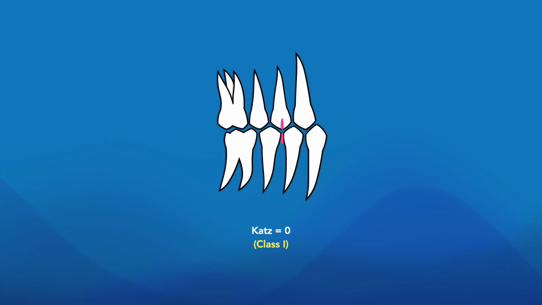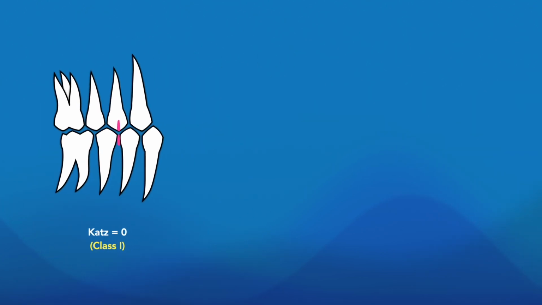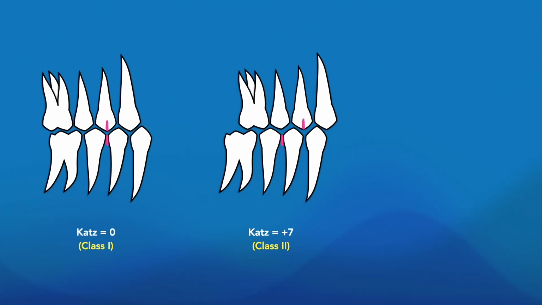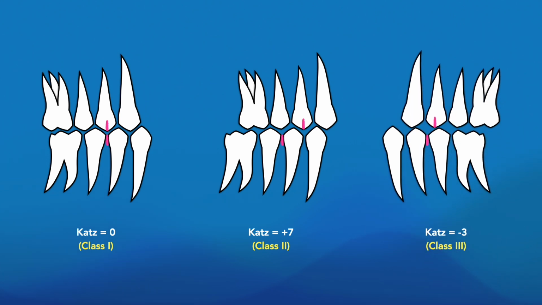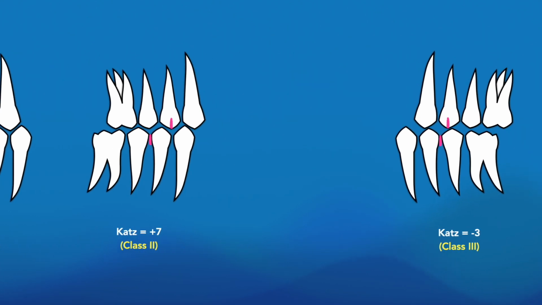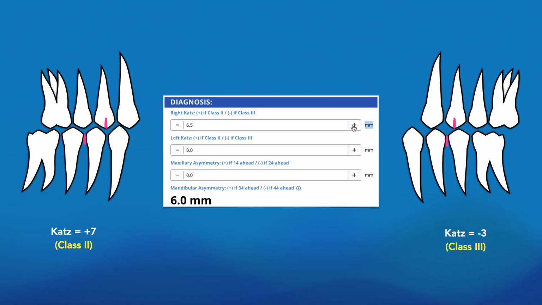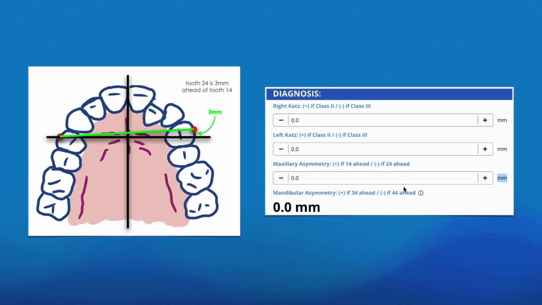A class 1 occlusion would be called CATS 0, a full cusp class 2 malocclusion is CATS plus 7, and a half cusp class 3 malocclusion is CATS minus 3. You simply enter these values into the diagnosis section of Supercalculator. This section also considers arch asymmetry by comparing the AP positions of the 4th tooth back in each quadrant. In this example on the left, tooth 2-4 is 3 millimeters ahead of tooth 1-4. You can enter this into the calculator.